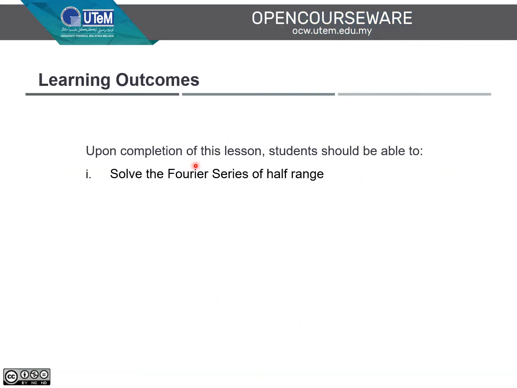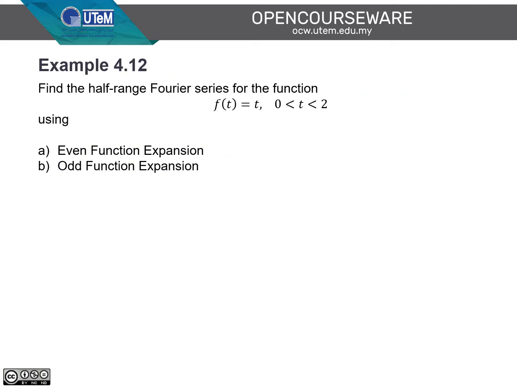At the end of this lesson, you should be able to solve the Fourier series of half-range function. Let's take a look at this example. The function given is f(t) equals t, where t is from 0 to 2. We can see that it is a half-range function with L equals 2.